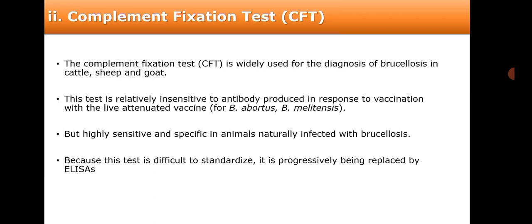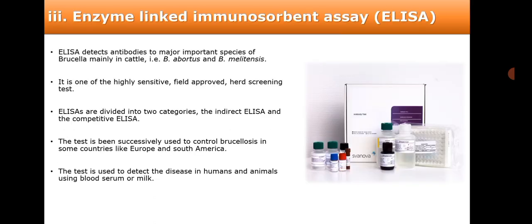Enzyme-linked immunosorbent assay. ELISA detects antibodies to major important species of Brucella, mainly in cattle, that is Brucella abortus and Brucella melitensis. It is one of the highly sensitive field-approved health screening tests. ELISAs are divided into two categories, the indirect ELISA and the competitive ELISA. The test is being successively used to control brucellosis in some countries like Europe and South America. The test is used to detect the disease in human and animal using blood, serum or milk.